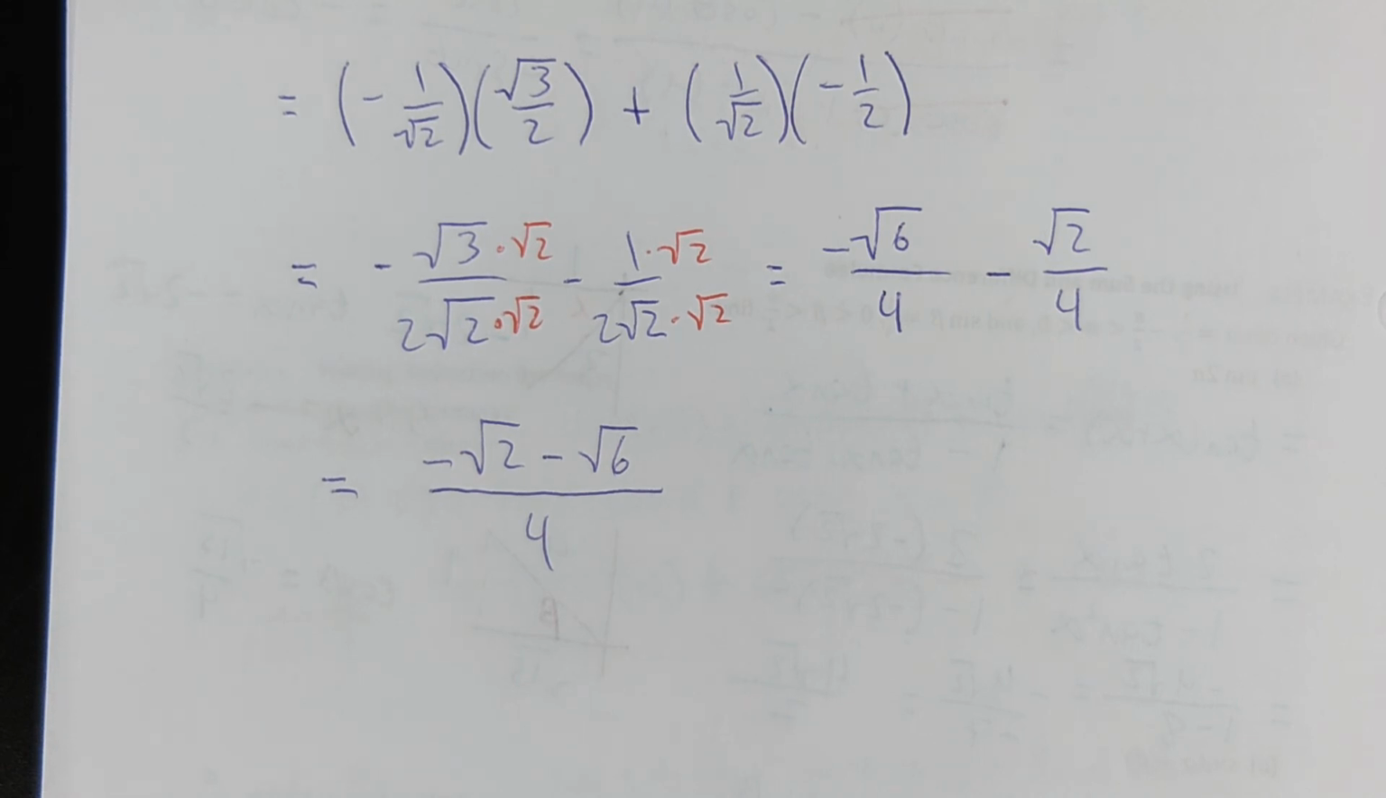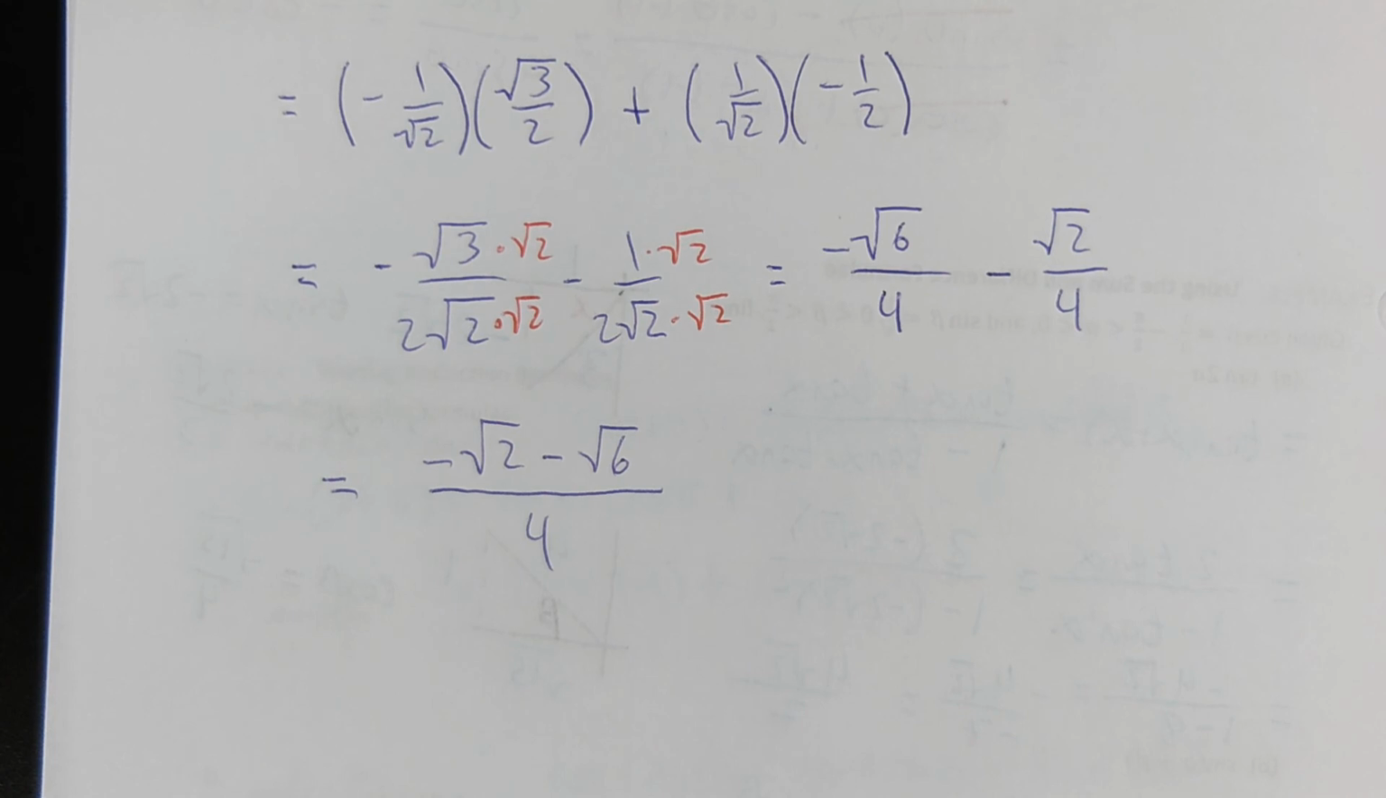And we have our result. Negative root 2 minus root 6, or negative root 6 minus root 2, all over 4. And the only thing you have to do is make sure that, actually no, we're solid. That's it. We're good. But what I did want to point out to you was the circular nature of how these notes are.